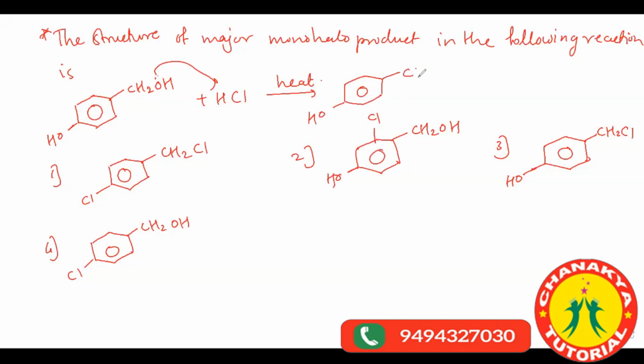Here, CH2, O, H and H with positive charge. As it is positively charged, your chlorine becomes Cl minus, as hydrogen has been taken. It will attack here and the OH group will depart, correct? We'll get the product: benzene with OH, and CH2 and Cl, correct?